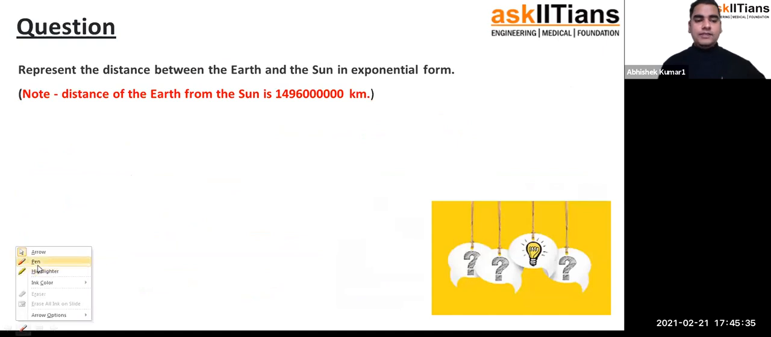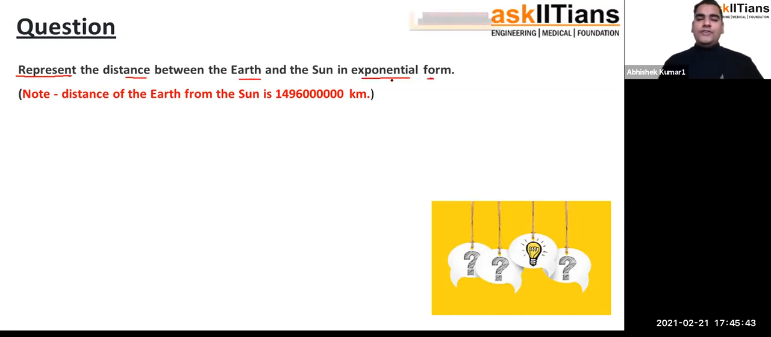So this is the problem we have. This problem is based on the topic that we covered just now. It says represent the distance between Earth and Sun in exponential form, or the standard form. For your help, because many kids might not be aware of the exact distance between Earth and Sun, they have given the distance, which is this very big value.